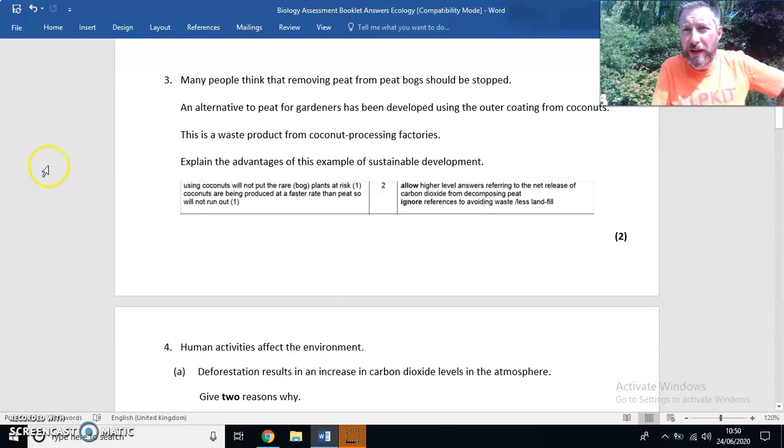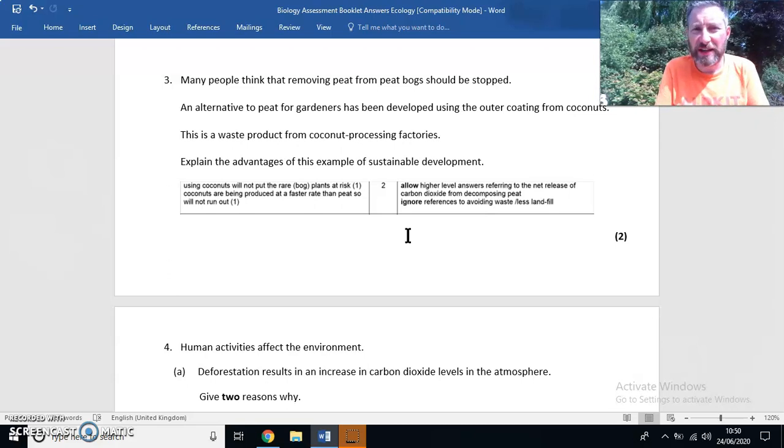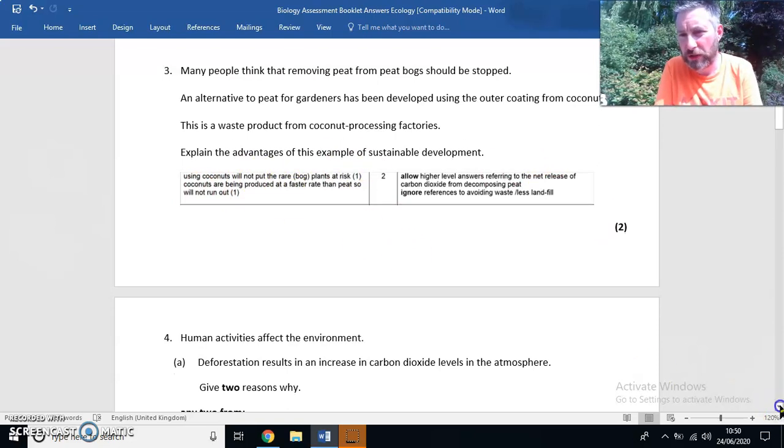The second mark really here is sustainable development. What does sustainable development mean? It means that we're using resources now but have enough for future generations. And in this case, that's because coconuts are being produced all of the time, so they are not going to run out. So coconuts are being produced at a faster rate than peat, so we'll not run out. Any variation on the theme. You could talk about carbon dioxide, but these 2 marks here were probably marks that most people missed.